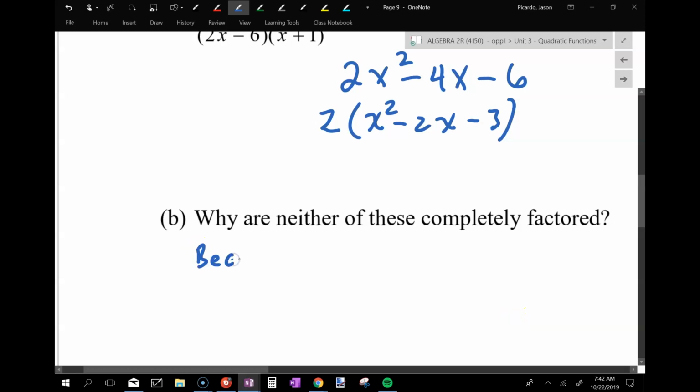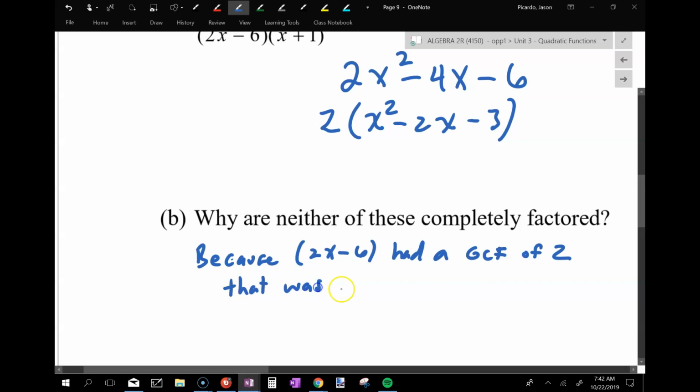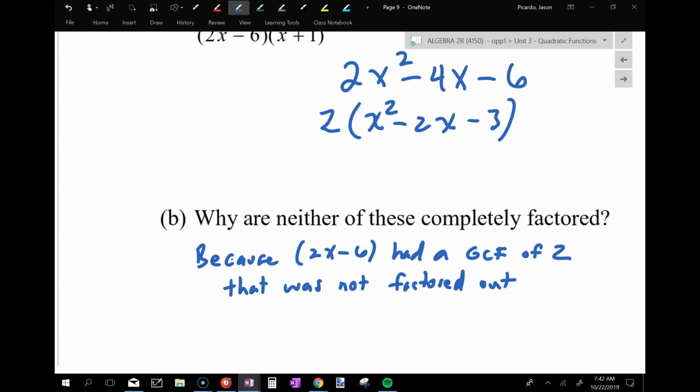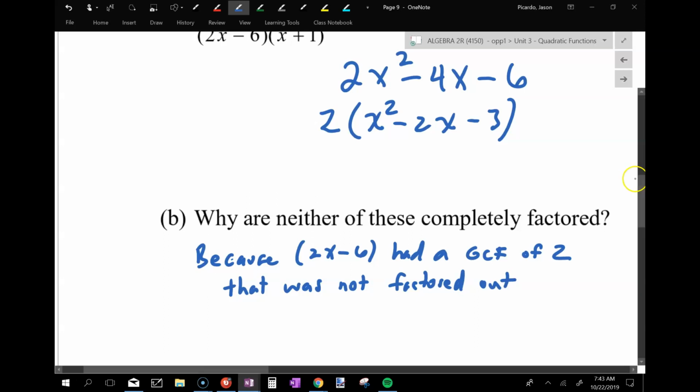Because 2x minus 6 had a GCF of 2 that was not factored out. In other words, if I use that initial example, guys, that 10 and that 2 were there. And so I know that I had a problem. I know that that 10 could be done further.